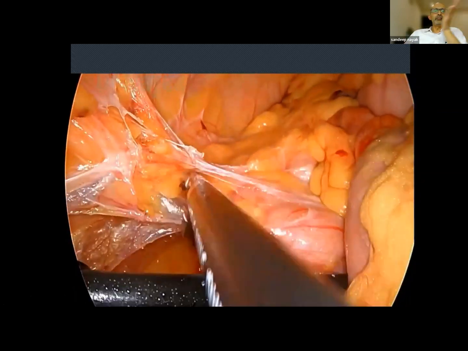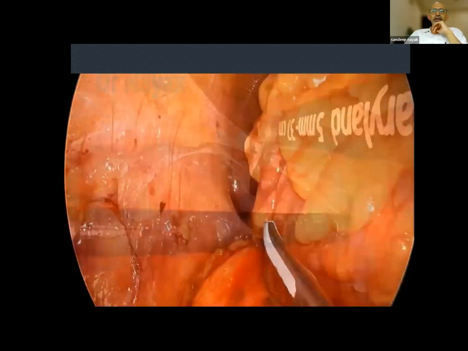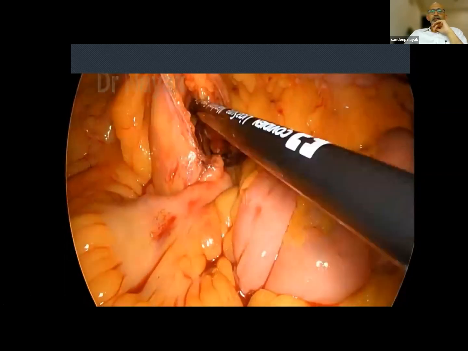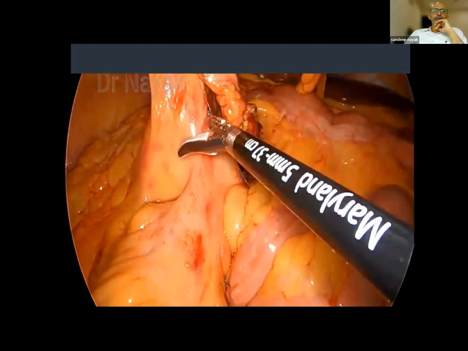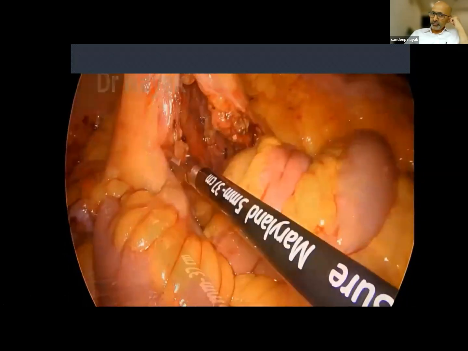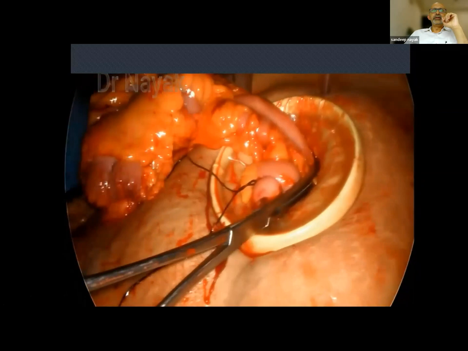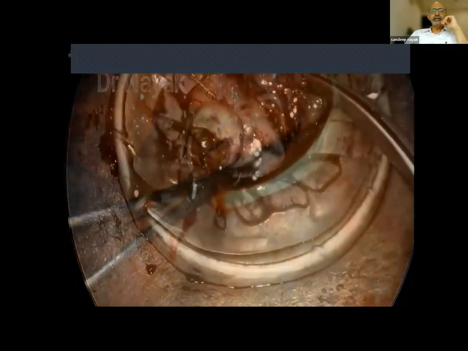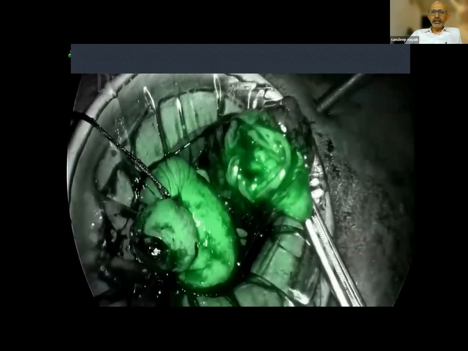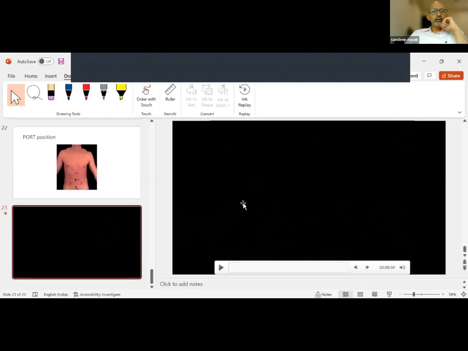You just need to free the colon, right colon, by dividing the peritoneal reflection and define the colonic ileal cut margin, so that once we open, we know where to do it. The anastomosis can be done either by hand sewn or by stapled, or whichever is the choice. Sometimes we do intracorporeal depending on the situation and the body habitus of the patient. Is that all? I think that's all.